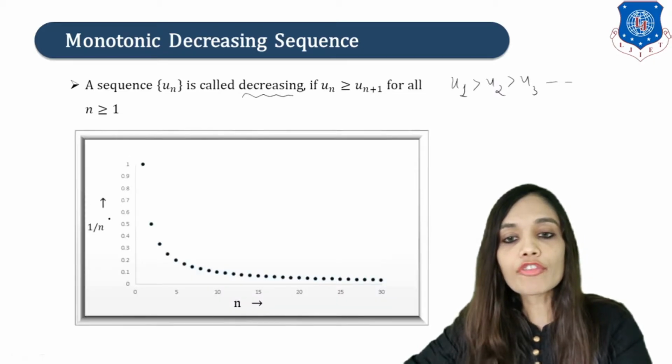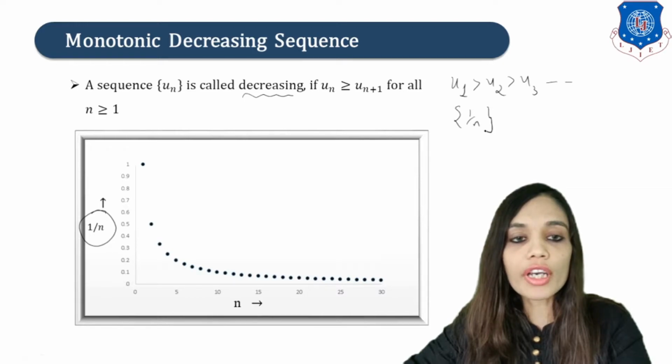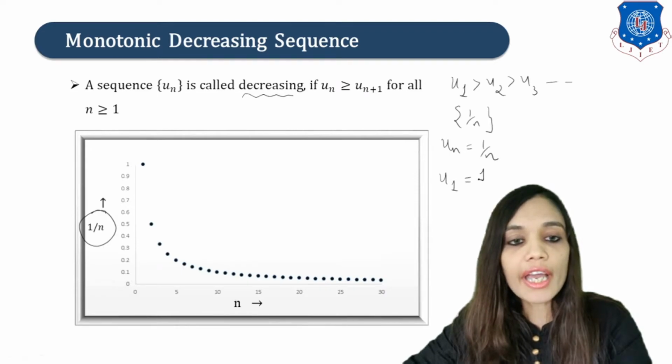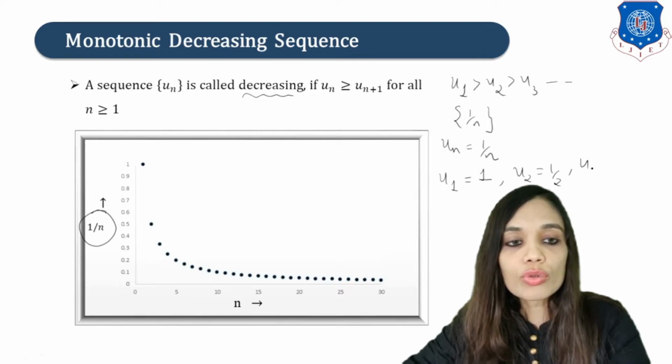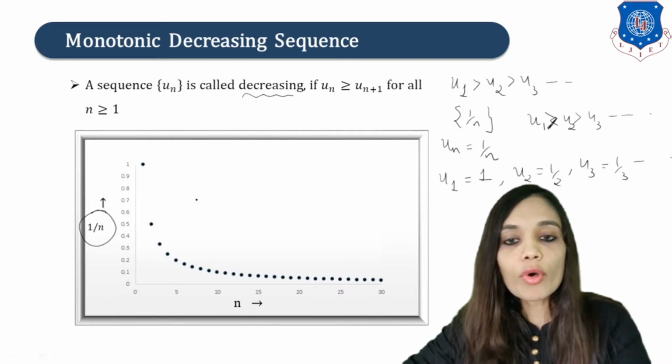Now, let's see the graph of the sequence 1 upon n. You are given the sequence as 1 upon n, so your nth term Un is 1 upon n. Now, start putting the values of n. Firstly, we will replace n by 1, so you will get U1 as 1. Similarly, U2 will be equal to 1 upon 2, U3 will be equal to 1 upon 3. So, you can see that U1 is greater than U2, greater than U3, and so on. So, the sequence 1 upon n is a decreasing sequence. You can check the graph also.